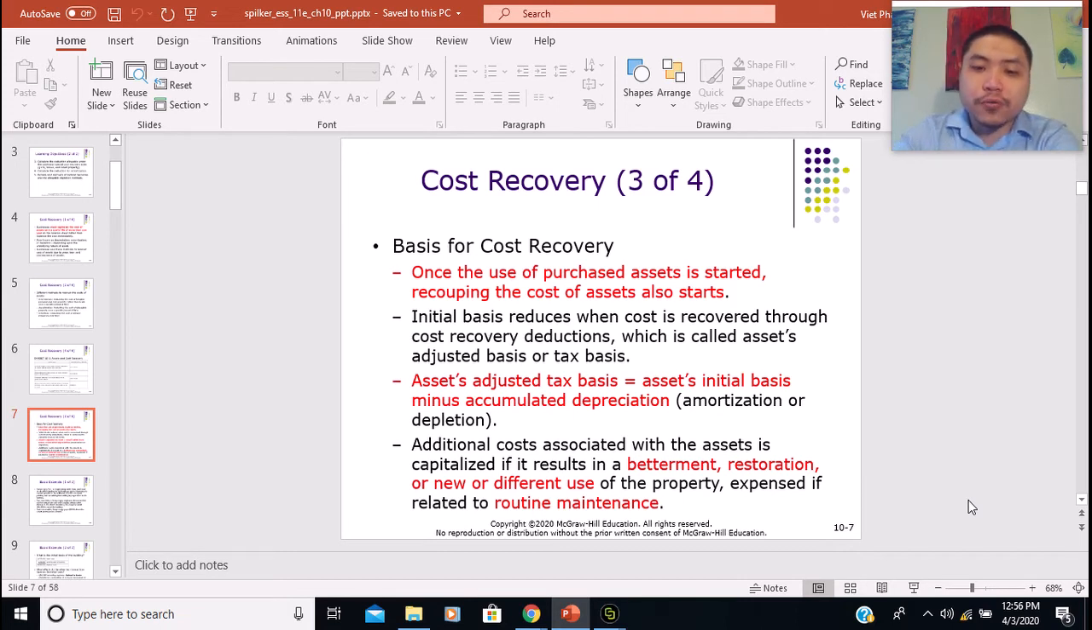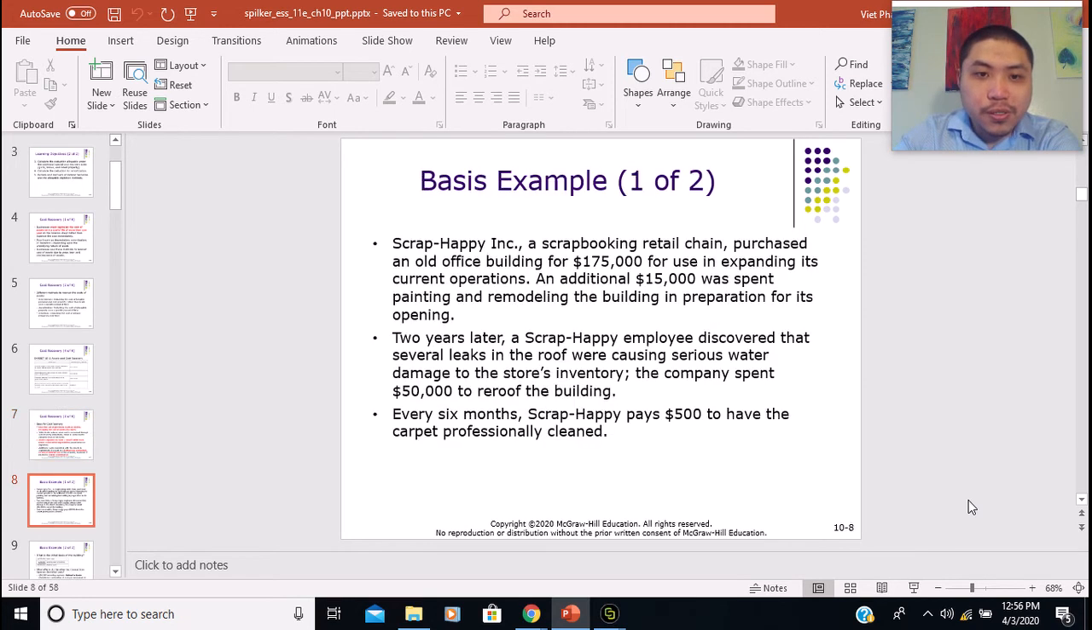Then we don't need to include it in the tax basis, right? So let's look at this example. Maybe it's going to explain itself a little bit better.